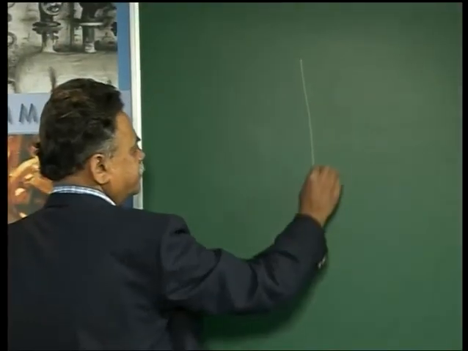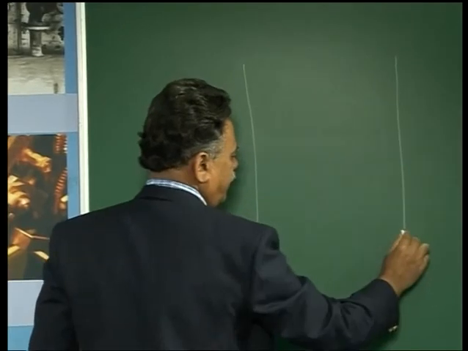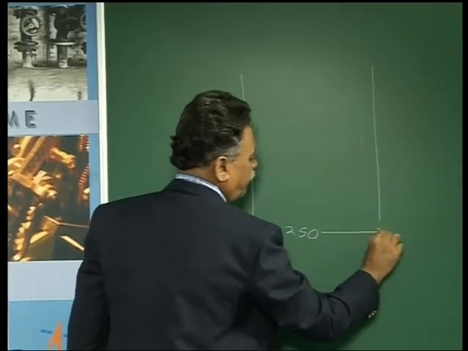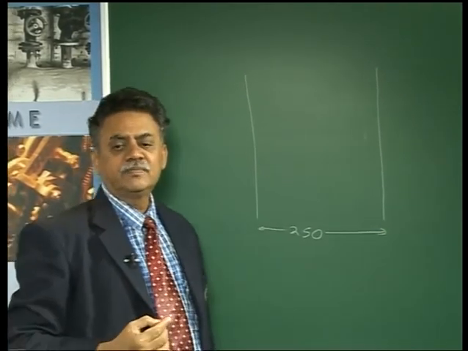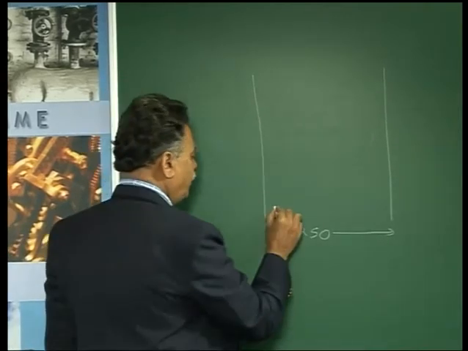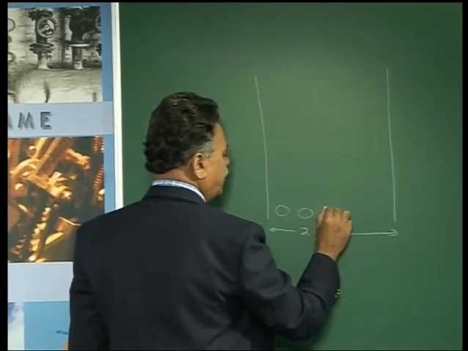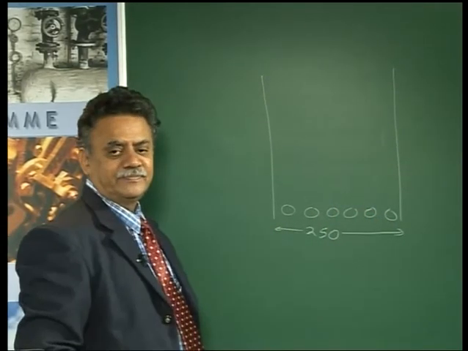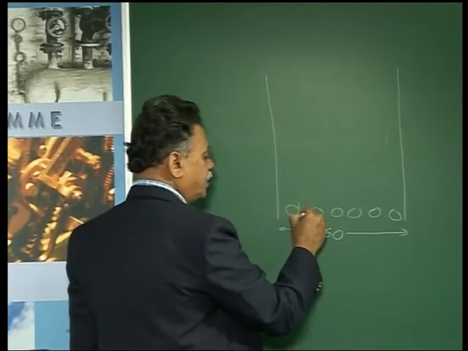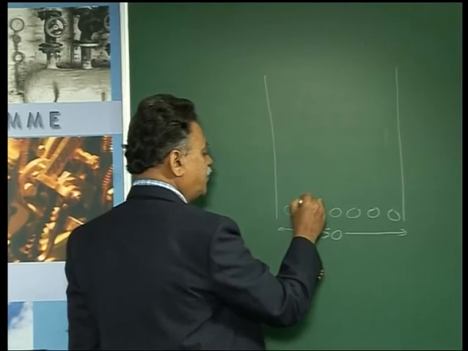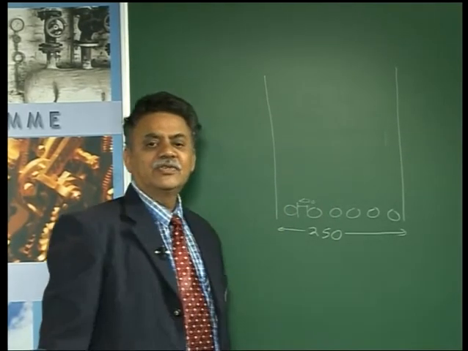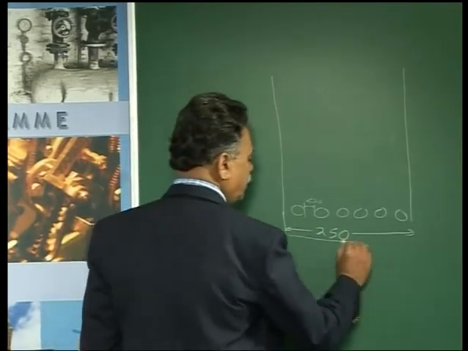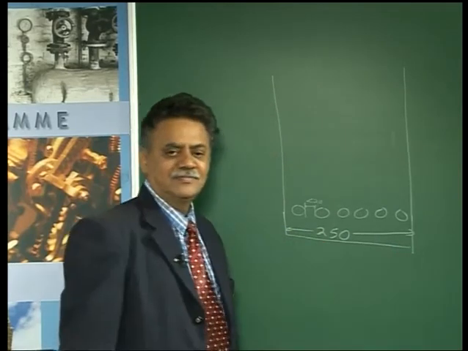Friends, you have this width given to be 250. If you provide all the bars in one layer only, then what will happen? The distance between, here I have provided 6. To accommodate in 250, the distance between these will become less than 20 mm. So, that means to say there will be no place for the concrete to go to the bottom of the cover what you have provided.